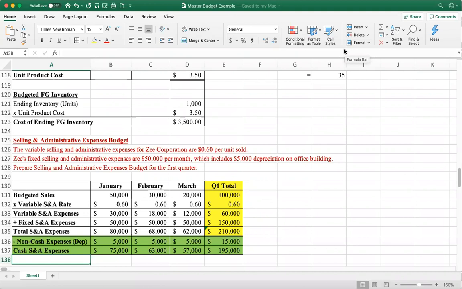In here, the variable selling and admin expenses for Z Corporation are 0.60 per unit sold. The fixed selling and admin expenses are $50,000 per month, which includes 5,000 depreciation on office building.